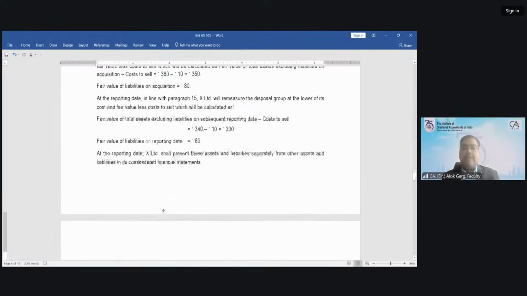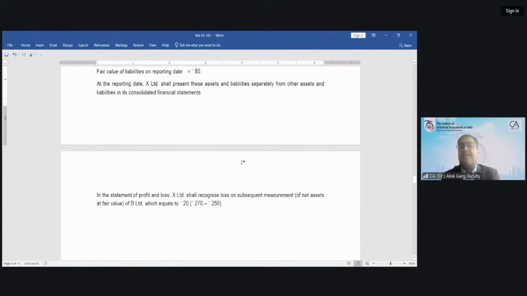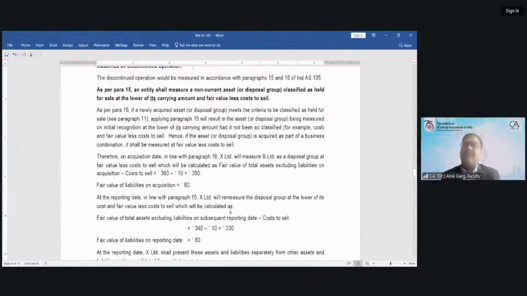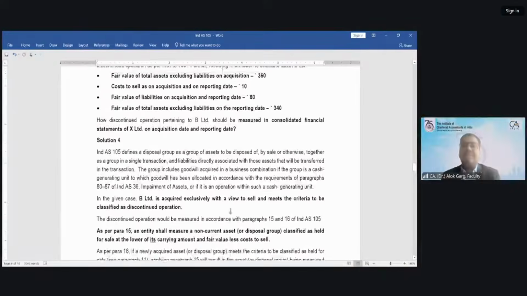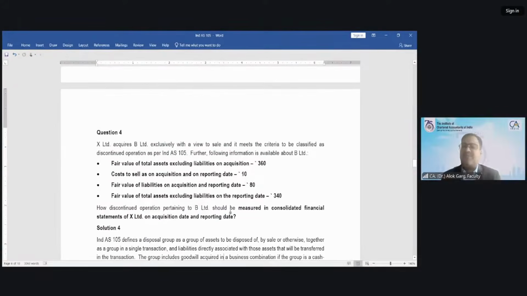So at the reporting date, X Limited shall present these assets and liabilities separately from other assets and liabilities in the consolidated financial statement. In the statement of P&L, X Limited shall recognize a loss on subsequent measurement of net assets at fair value of B Limited, which is equal to 20, which is 270 minus 250. This is one of the, I would say, very simple questions, but I can tell you, if this kind of question came in the exam, 50% of the students make an error. 50% of the students, right?